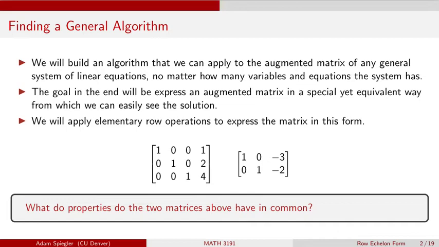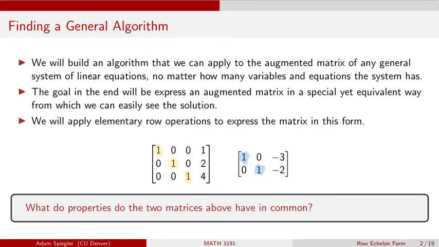So for example, a couple of observations that we can make is that in these matrices, each row has a leading entry, and that leading entry is 1 in this case. So you can see in the matrix on the left, we have 3 rows. Each row, the very first entry is a 1. And that is the same over here for the matrix on the right. So that's one observation that I can make.